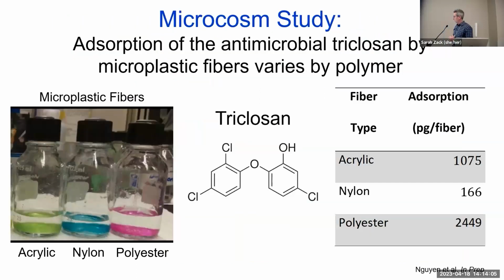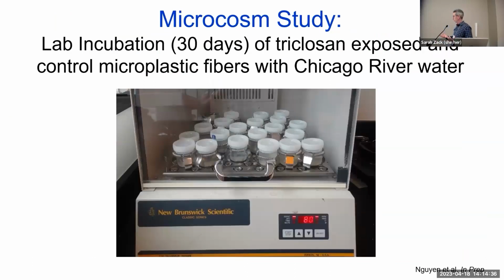So in the microcosm study that Nina worked on, we took microplastic fibers that we just prepared in the lab of 3 different polymer types, acrylic, nylon, and polyester, and exposed them overnight to this antimicrobial compound called triclosan. And what we saw was the different fiber types adsorbed triclosan with different efficiencies, right? So some of them absorbed it really well, like polyester, and nylon did not absorb the triclosan as effectively. And then we took these fibers that had been exposed to triclosan and incubated them with water from the Chicago River. And we did this for like a month.